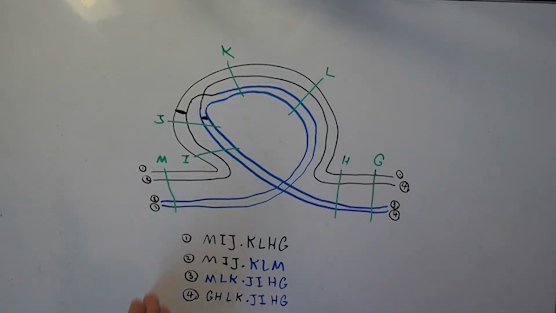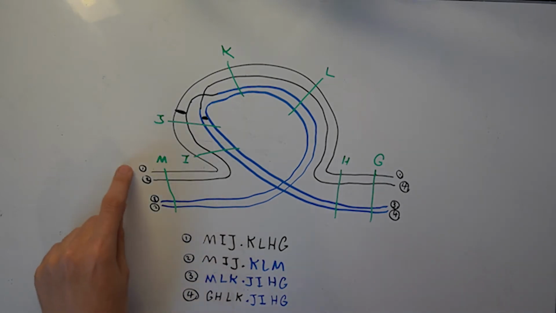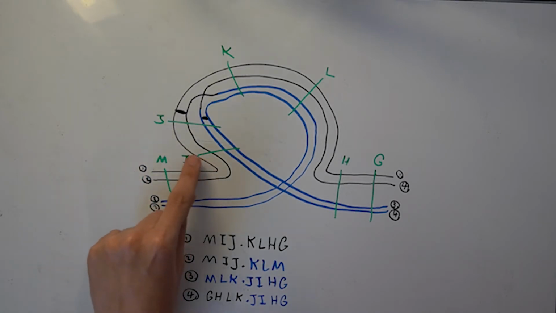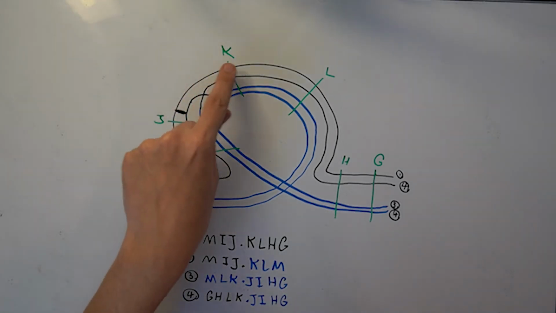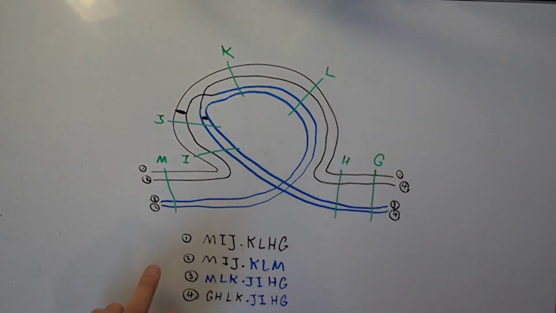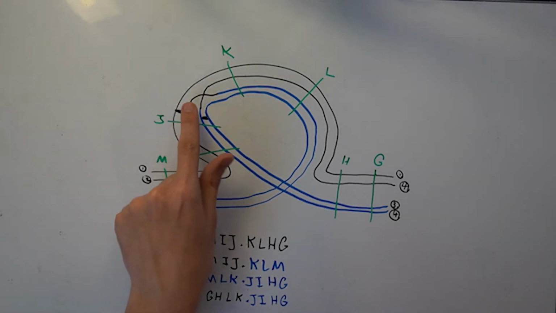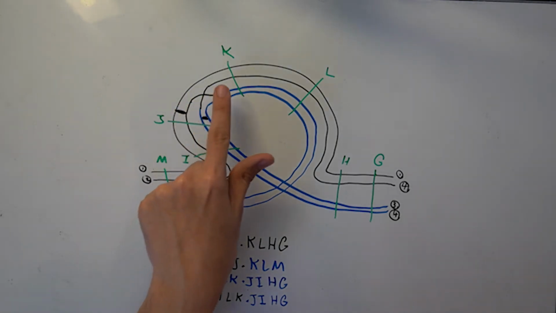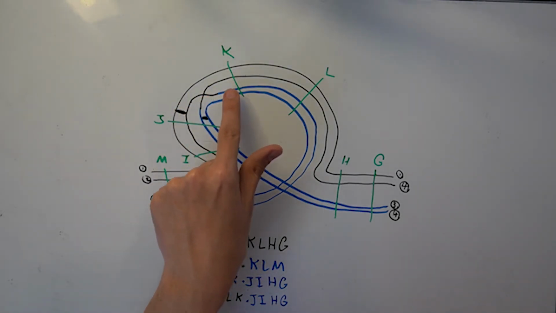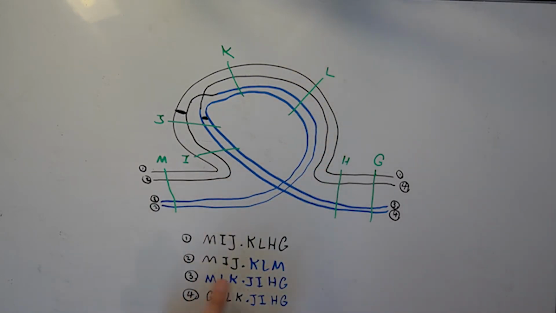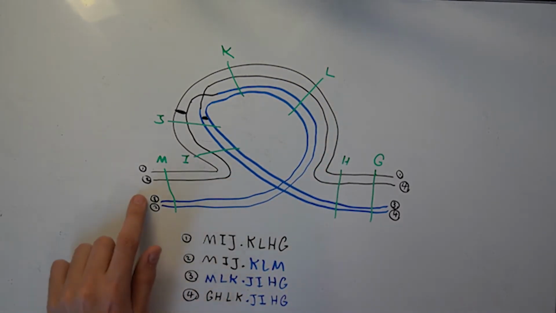So we have our four strands over here. The first chromatid comes from the first strand over here, which is MIJ centromere KLHG. The second strand would be this one, which is MIJ centromere, and then crossover happens between J and K, goes to the second homolog KLM.